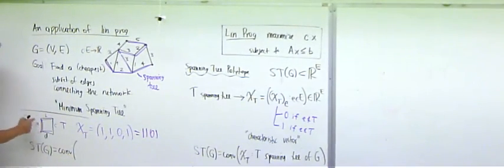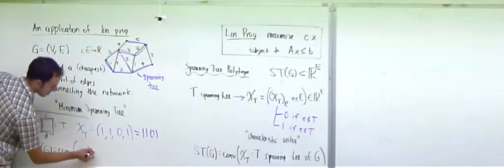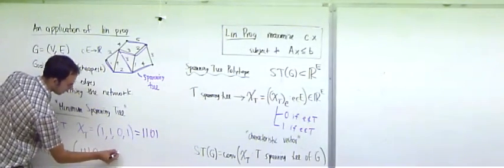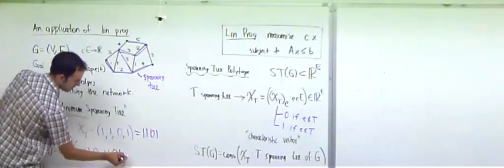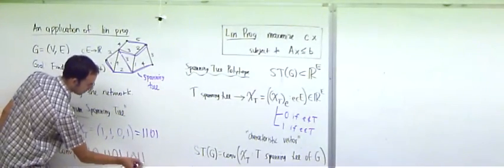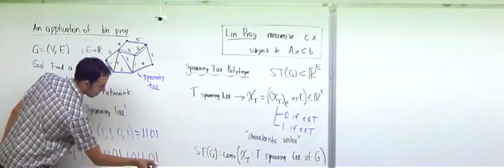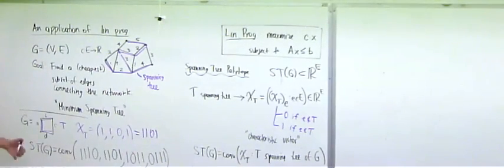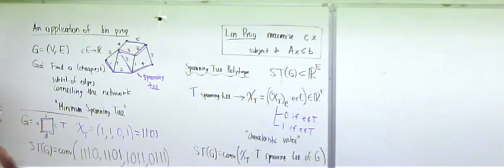The spanning trees are A, B, C, and not D; A, B, not C, and D; A, not B, C, and D; and not A, B, C, and D. Okay, so they're basically all the triples in this case for this graph. This is a polytope in 4 dimensions.